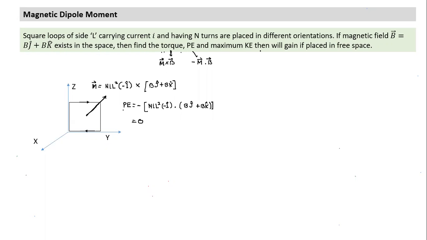Now the third part: what is the maximum kinetic energy it will gain when placed in free space? K max will be equal to, why will it gain kinetic energy? It will lose potential energy. What is the minimum possible potential energy? Finally, kinetic energy will become maximum when potential energy becomes minimum. K will be maximum when U is minimum. What is the minimum value of potential energy?